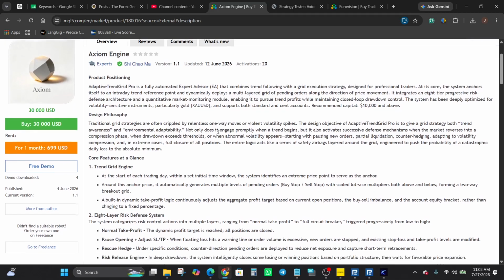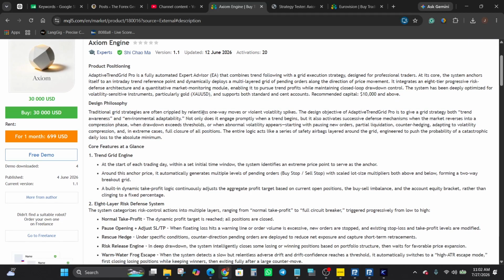Now, according to the description, this is a fully automated system combining trend following with a grid execution strategy anchored to an intraday reference point at the start of each trading day, around which it builds a multi-layered two-way grid of pending buy stop and sell stop orders with scaled lot sizing. So it is optimized specifically for gold, also supports major Forex pairs, and works across both cent and standard accounts with a recommended capital of $10,000 or more.